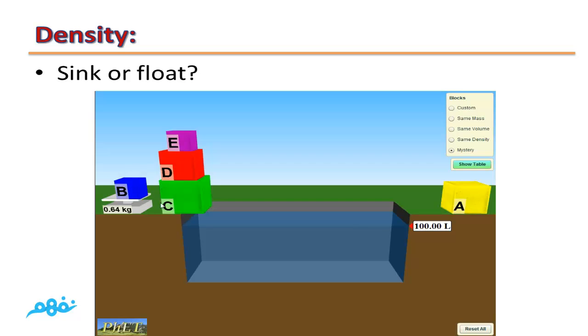Its mass is 0.64. Volume 1 is 100. Volume 2 is 0.64. By dividing its mass, which is 0.64, by 0.64, its density is 1. This cube is water, because the substance whose density is 1 is water. What about C?